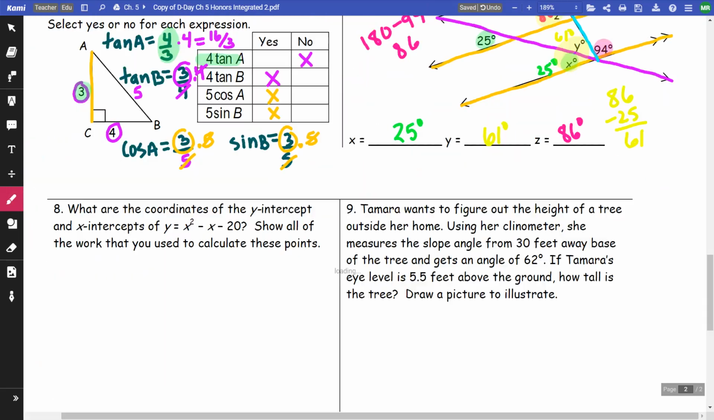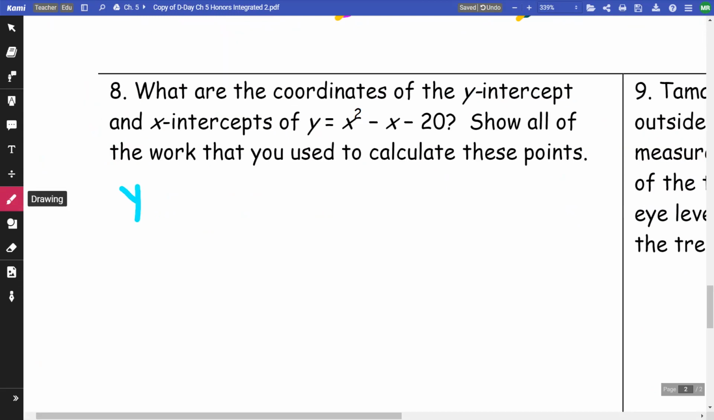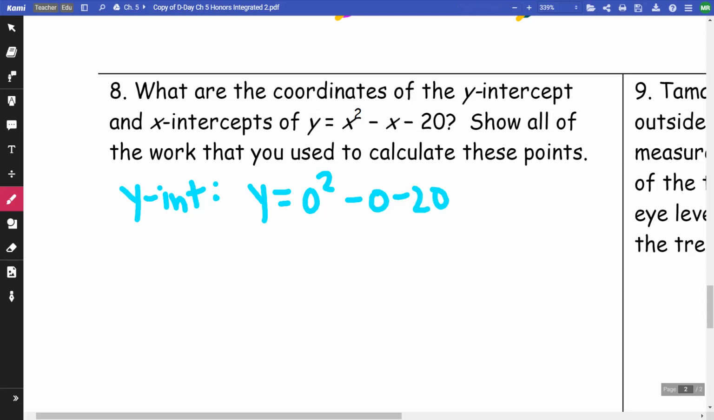On number 8, we're looking for the x-intercepts and the y-intercepts, and they want us to show work. So my y-intercept is kind of my easier one. So into the equation, I'm going to put 0 in for my x's, and I'm going to get y is equal to negative 20. So this is going to be 0, comma, negative 20.